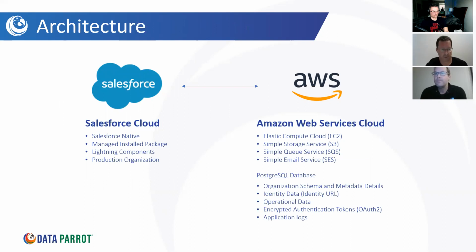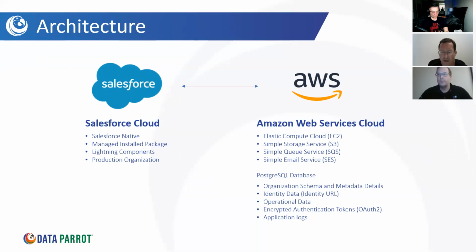All right, I'll go ahead and talk about the architecture a little bit. It is an ISV managed package. It comes from the AppExchange. The front end is all Salesforce native. It's built on Lightning components, and you install it and run it in your production organization. The back end is all running on AWS. We use a handful of services on AWS.